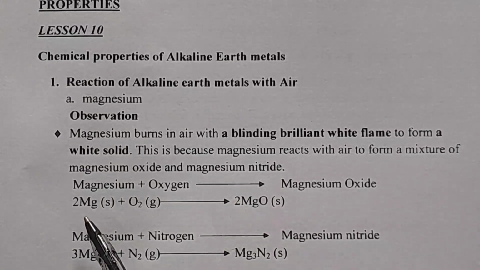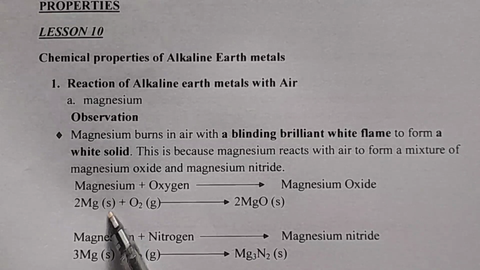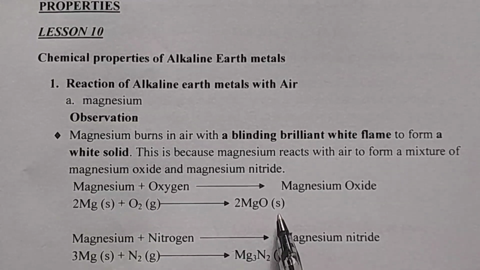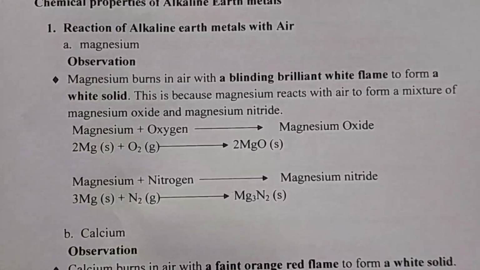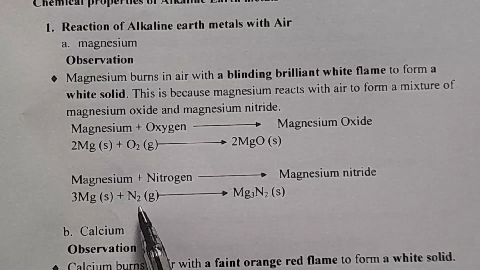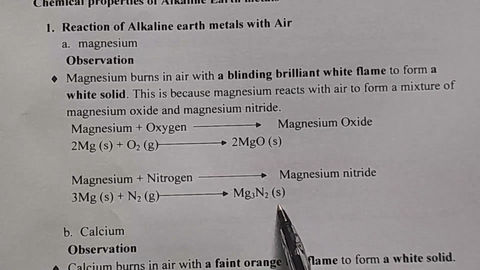The chemical reaction is 2 Mg solid reacting with 1 O2 gas, giving us 2 MgO, which is solid. For magnesium nitride, we have 3 Mg solid reacting with 1 N2 gas, giving us 1 Mg3N2.